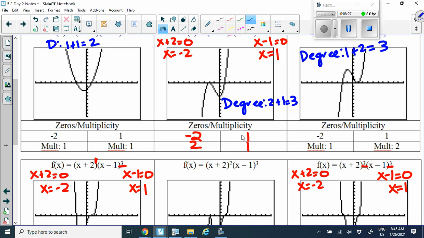Now, when we have a 0 of 1, our multiplicity is also 1, which is an odd number. That means we cross the x-axis. On this one, we have a 0 of -2, and our multiplicity is 1. 1's an odd number, so we cross the x-axis. Now, at 1, basically, we have a multiplicity of 2. 2's an even number, so we bounce. So here, we actually come down to the x-intercept and come right back up. Okay? So that's going to be very important when we have to sketch the graphs of these.